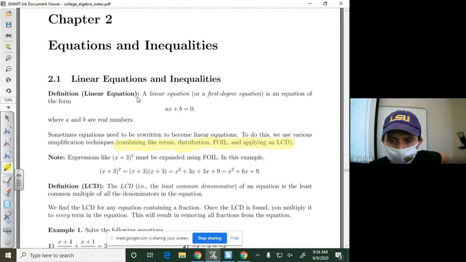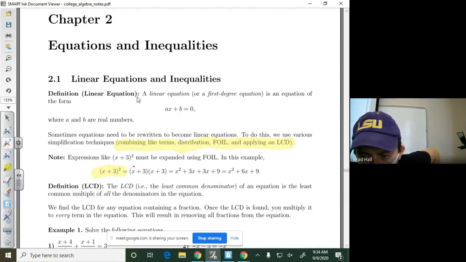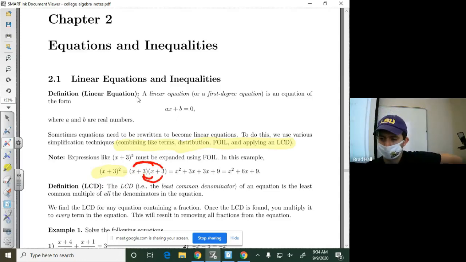I did also leave a note about how to handle expressions such as x plus 3 squared. I know there's a few homework questions that will bring that up. It is not true that the exponent just goes directly to the terms within the parentheses. You have to actually write it out twice and FOIL, like this, in order to get your final answer.